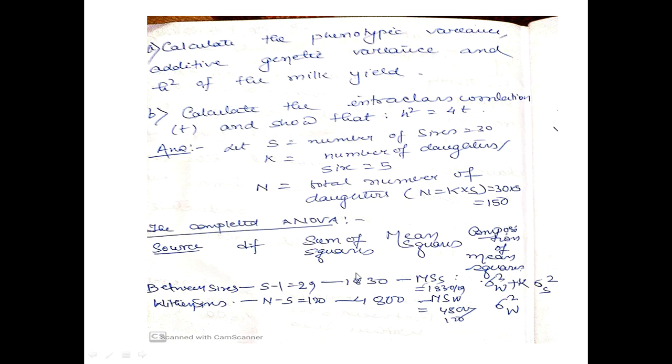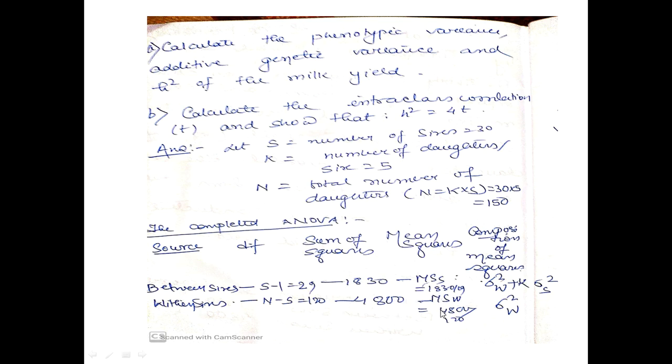Sum of squares, you already have these values given. How did this come? Whenever we compute the ANOVA, this is the complete analysis of variance table required in case of half sib and full sib analysis, where under source of variation you will have the between sire component, the within sire component and total. You know this within sire is the error component. Similarly, in degrees of freedom you will have S minus 1, the total will be N minus 1, and this will be N minus S.